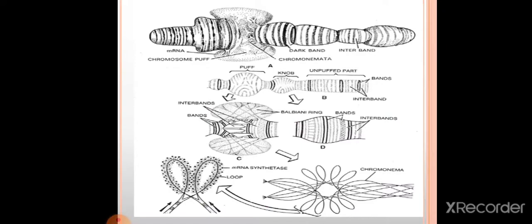This whole diagram summarizes the structure of a Polytene chromosome. Here you can see the dark bands and the light bands alternating with each other, and here and there you see the puffs being formed, and in certain regions the puffs become too enlarged, giving rise to the Balbiani rings. When you zoom in on these Balbiani rings, it shows looping of the chromonemata, which in turn further contain loops with mRNA synthesis taking place on each spiral.